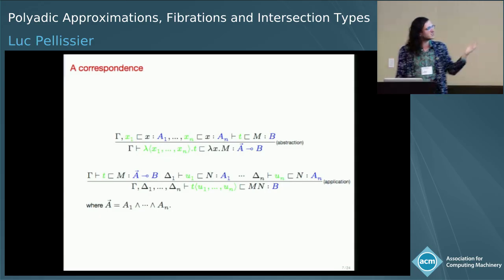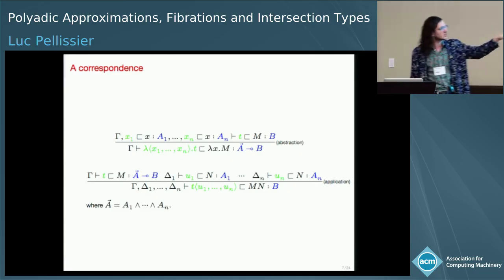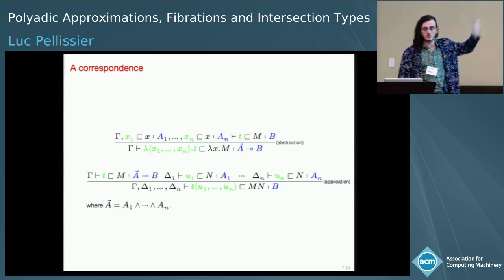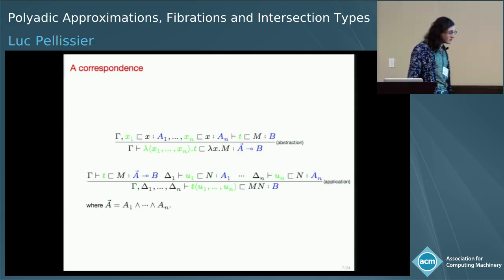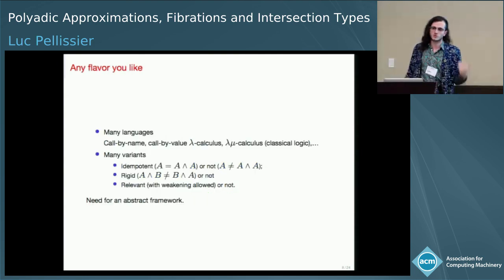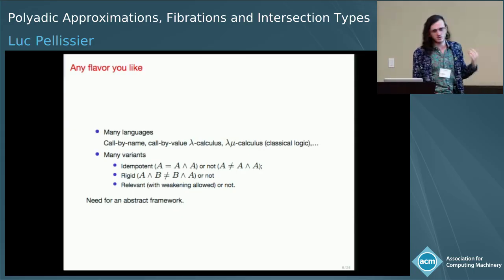And indeed, it seems striking that what we are doing when we are using intersection types is, in a way, typing the approximations. Indeed, the rules completely superpose. So this is a striking correspondence, and it seems interesting to try and understand it. But the first problem when you try to understand it is that there exist many flavors of intersection types.